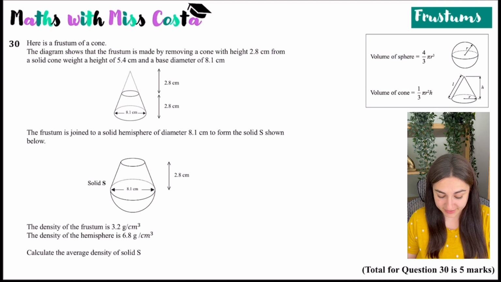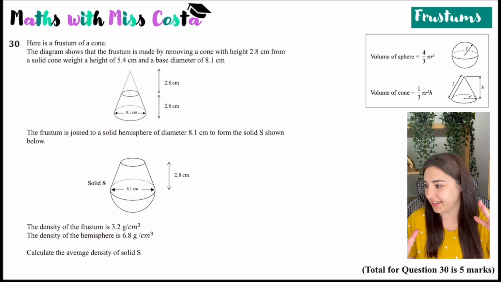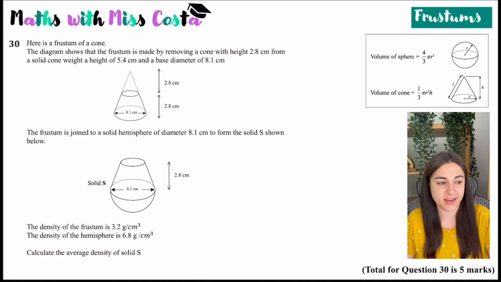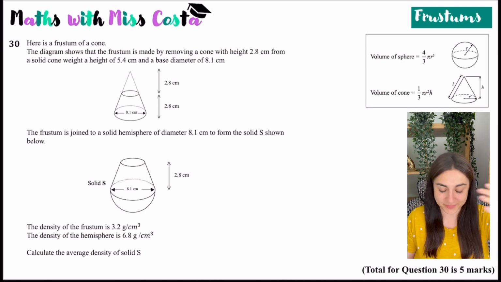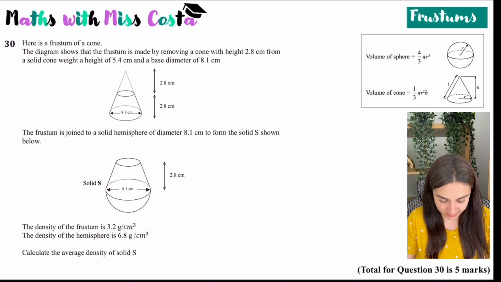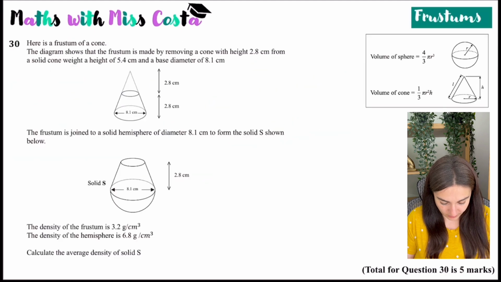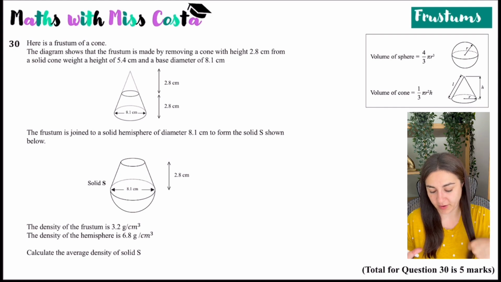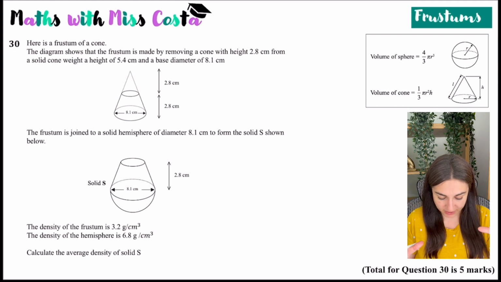Here is a frustum of a cone. All a frustum means is literally like a cone or a pyramid or something, and it's had its top chopped off. So you're left with this kind of weird shape thing. That's all a frustum is. The diagram shows that the frustum is made by removing a cone with height 2.8 from a solid cone with a height of 5.4 and a base diameter of 8.1.